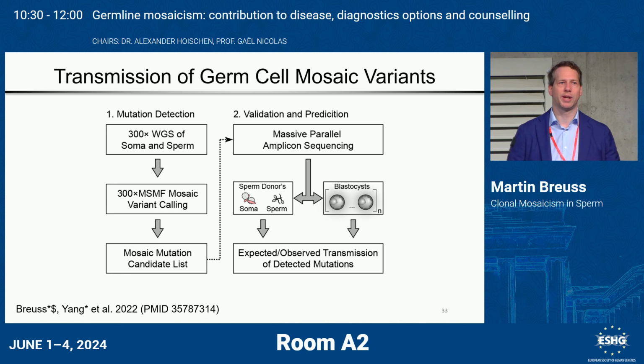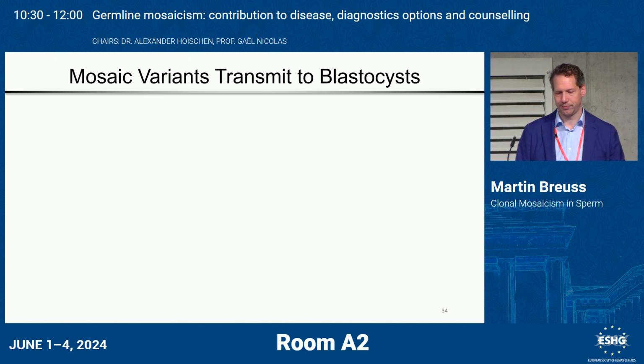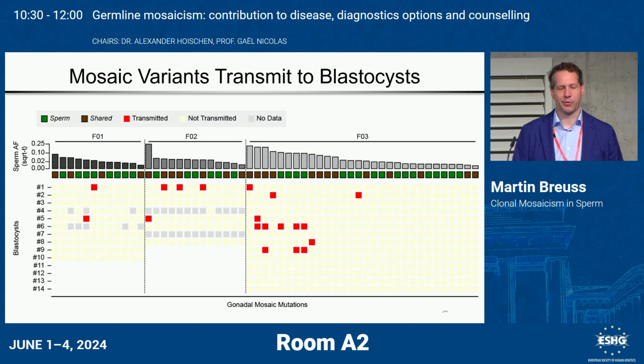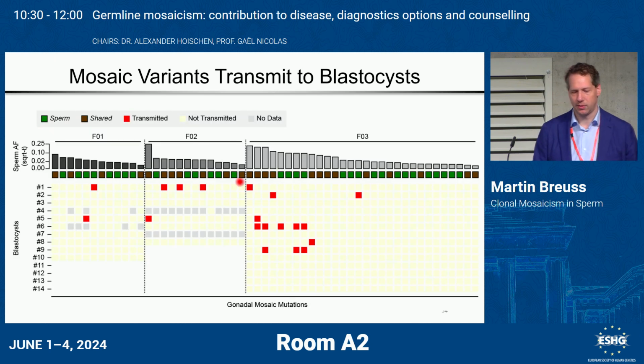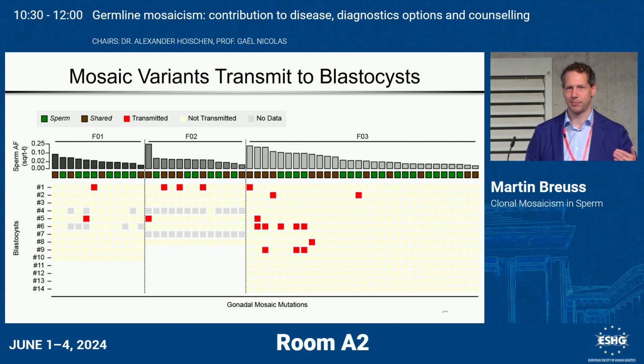So here we now look at unbiased mosaicism, and we then make a prediction of which variants potentially can be transmitted, and we then test this in the offspring generation. When doing this across 3 individuals, we were able to detect mosaic variants in each of the 3 fathers, or sperm donors. And then we looked in up to 14 blastocysts, and each of these red squares indicates a transmission event. We were very excited to see that what we predicted somewhat happened, because we do see transmission of mosaic variants that we find in sperm.